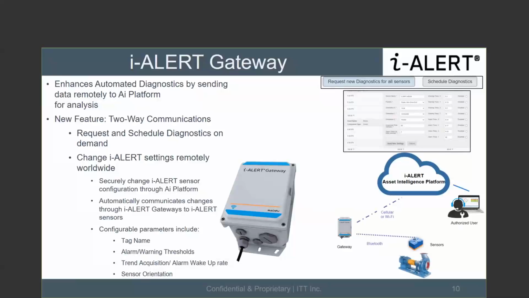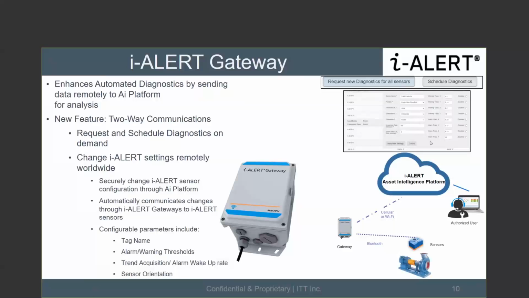So what is the two-way communication? On the right-hand side here, this is the UI that you will see on your AI portal, where you can request and schedule diagnostics on demand. If you want to schedule a new spectrum once a week or once every 2 weeks or whatever, the minimum is once a day, but you can go all the way out to months. If you just want to keep track of how the equipment is doing in terms of spectrums, you can do that. You can run a new diagnostic on demand. And after you look at the spectrum, you might say, I really want to increase the frequency of my trend acquisition. This is where this part comes into play, where I can now change my rate, my alarm wake-up rate, the orientation, the sensor name, the position, and all my thresholds right here.